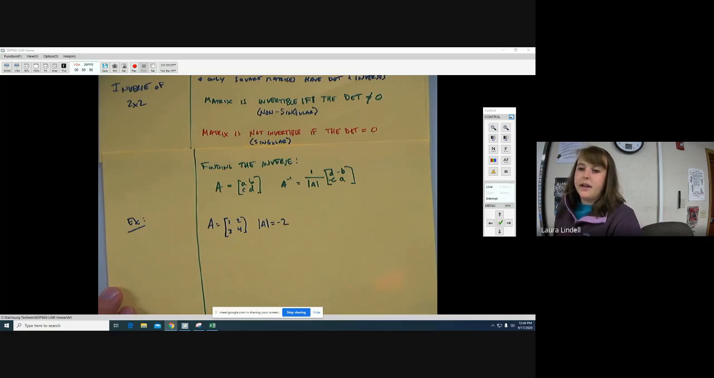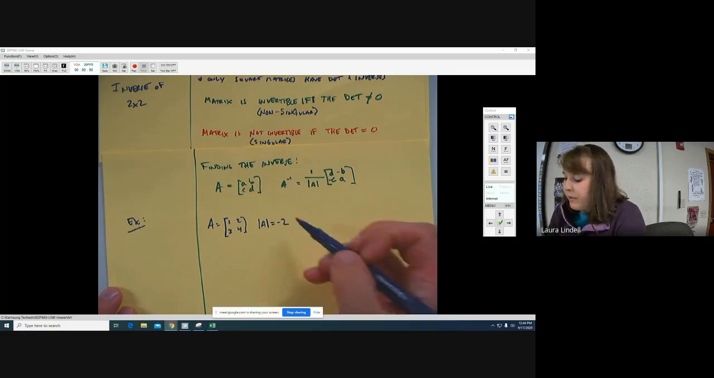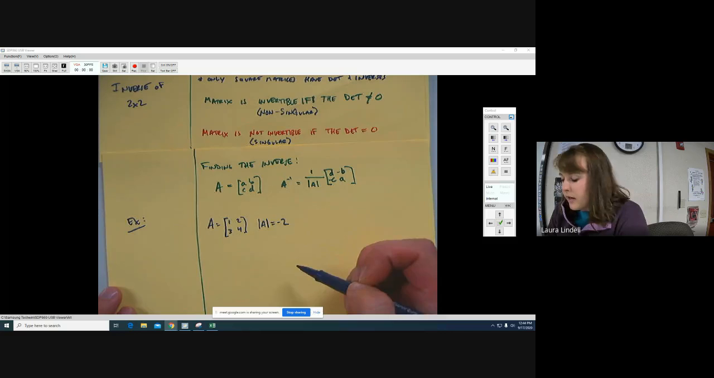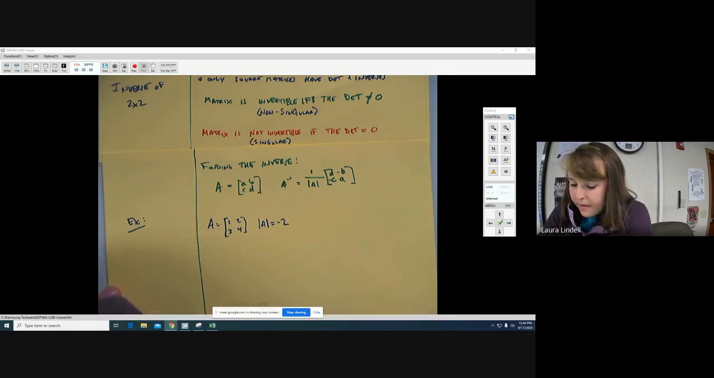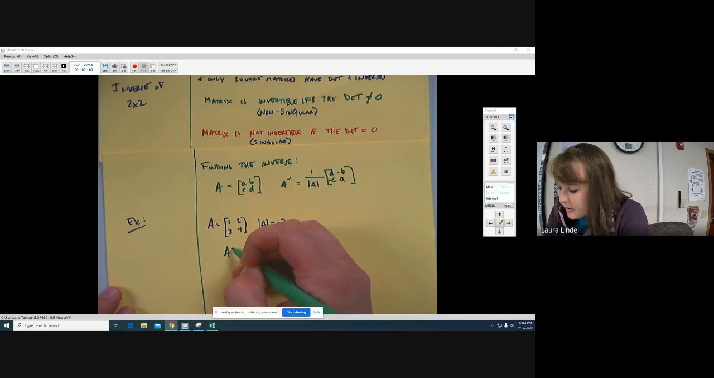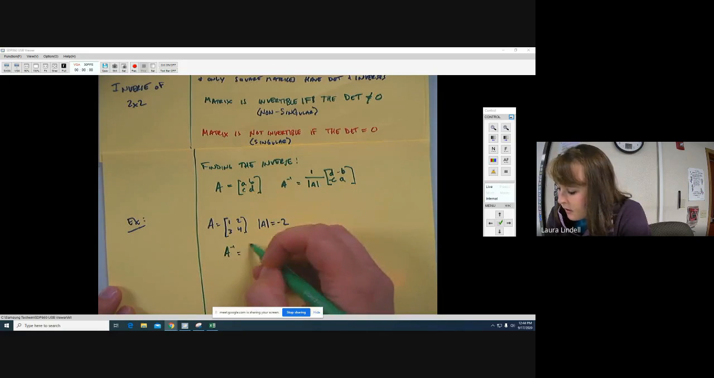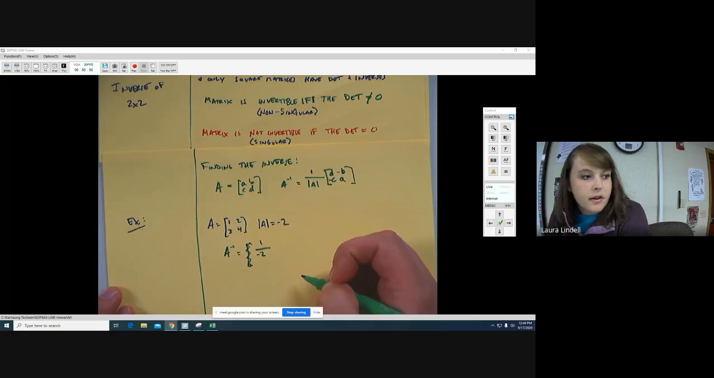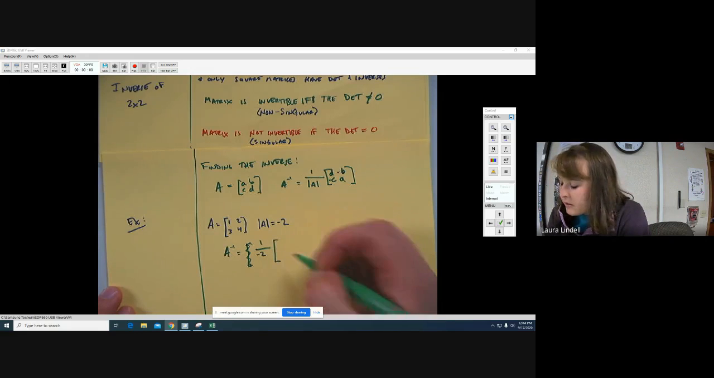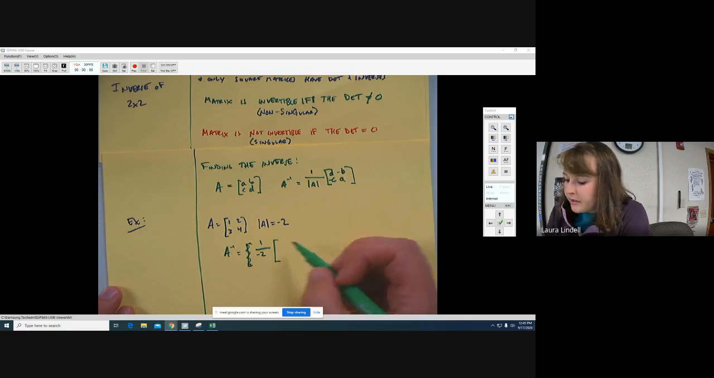All right, we got it. Yes, it does have an inverse. It is non-singular because the determinant is -2, which is not 0. So now we can go about finding that A inverse. So the first thing we do is go 1 over the determinant, 1 over -2. And then we multiply this by our new matrix.